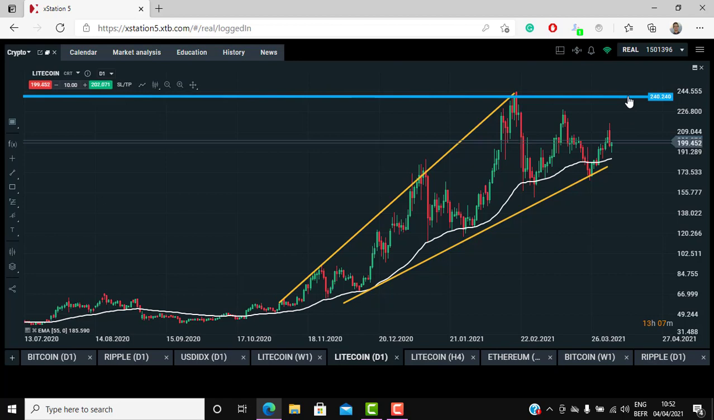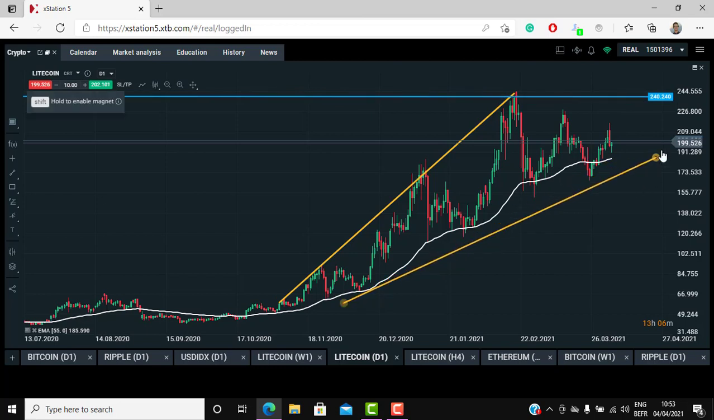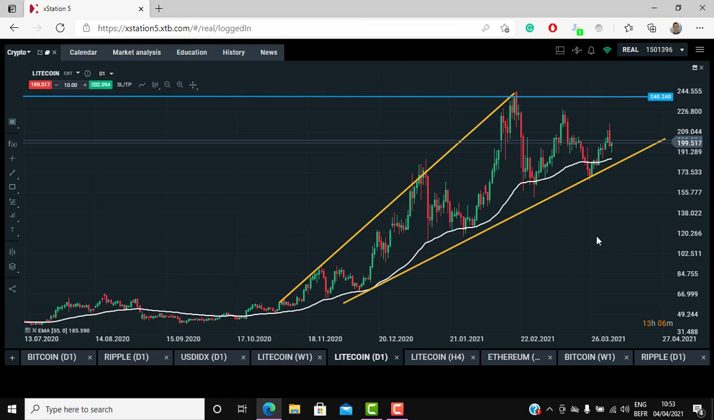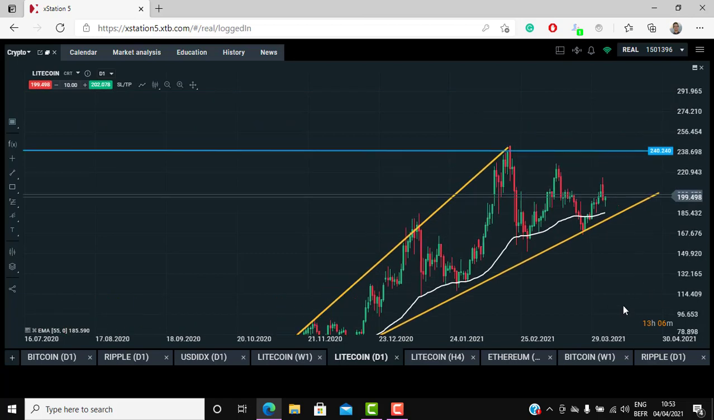At the 240, if we fail to break and we do a double top and we go down, this could be bearish for Litecoin. However, I don't think that's a plausible scenario. So we will take this 240. But if we don't, you could see weakness around here, so be really careful about that. And this channel is very important. If you do break below this channel, well, this is a very bad scenario for Litecoin.